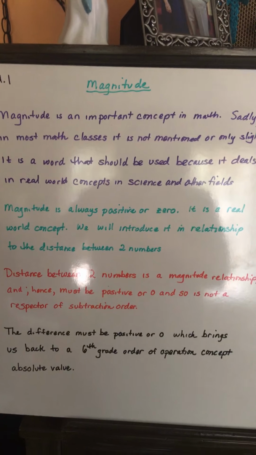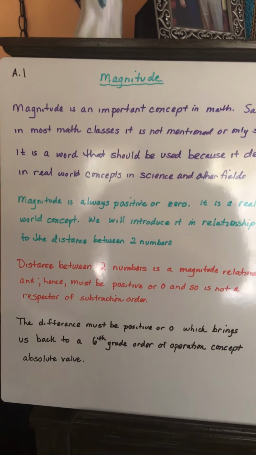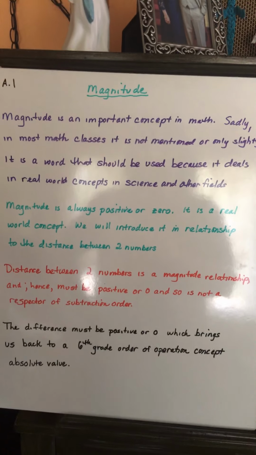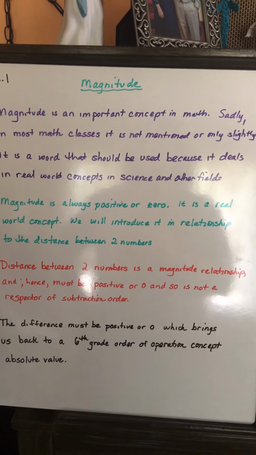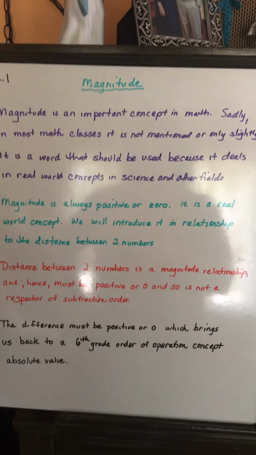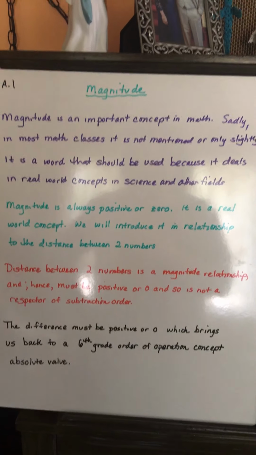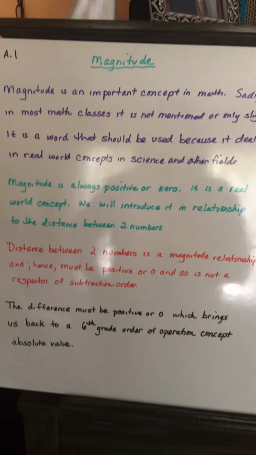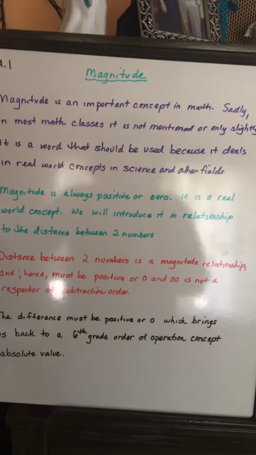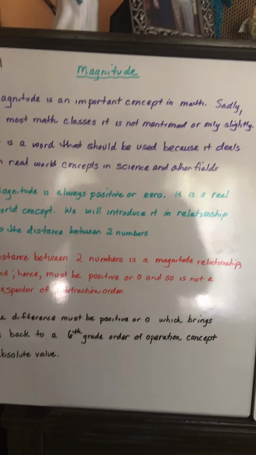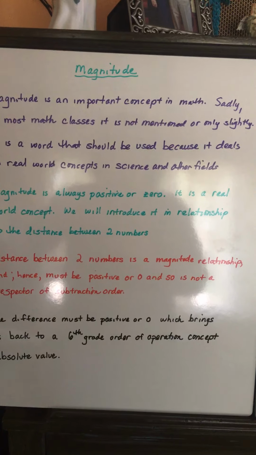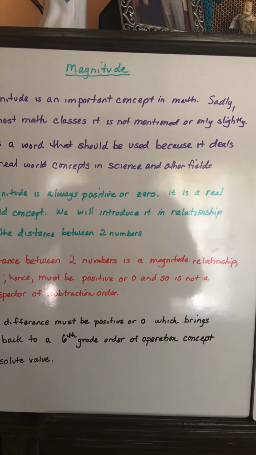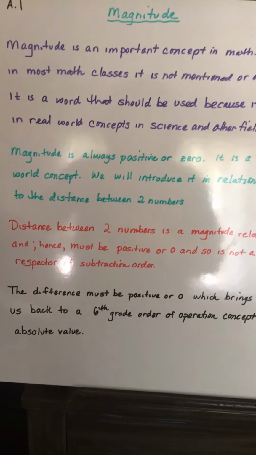We will introduce it in relationship to the distance between two numbers. Now, the distance between two numbers is a magnitude relationship and hence must be positive or zero. So it's not going to be a respecter of subtraction order. You have to know to take large minus small, or if you don't know because the quantities are unknown, you still have to end up with a positive or a zero for your solution or answer. So the difference, since it must be positive or zero, and you might not know what your quantities are, brings us back to the 6th grade order of operation concept, absolute value.